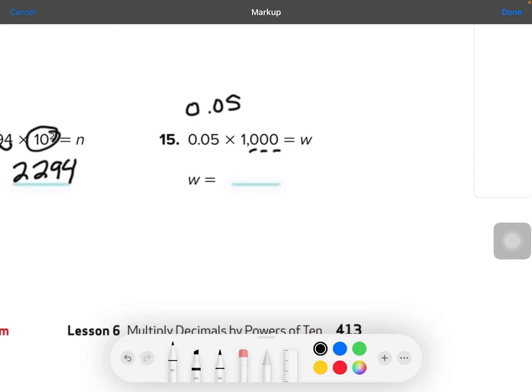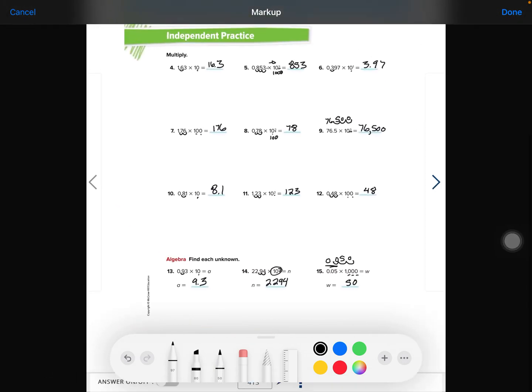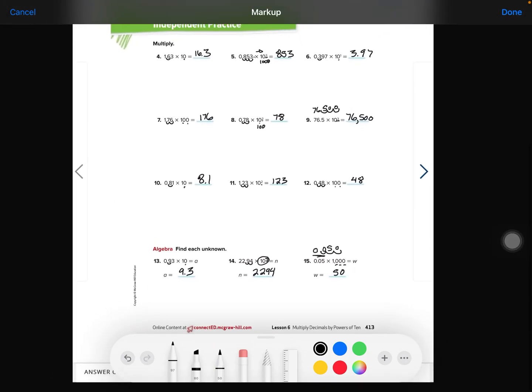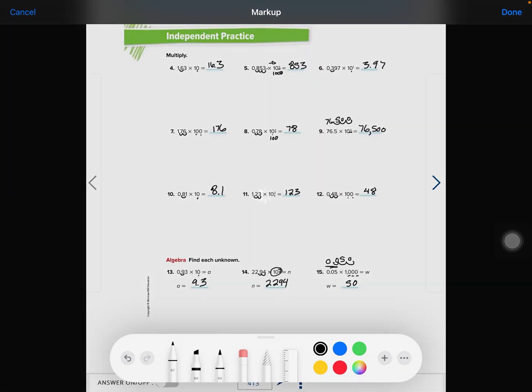So I'm going to actually write this up here so I have plenty of room to show you what it looks like. 1, 2, 3. Add a 0. And what we're going to write here is just 50 because we don't need to write these ones. They're just placeholders. And 50 is going to be our answer that we're going to write there. Okay, there's your page.